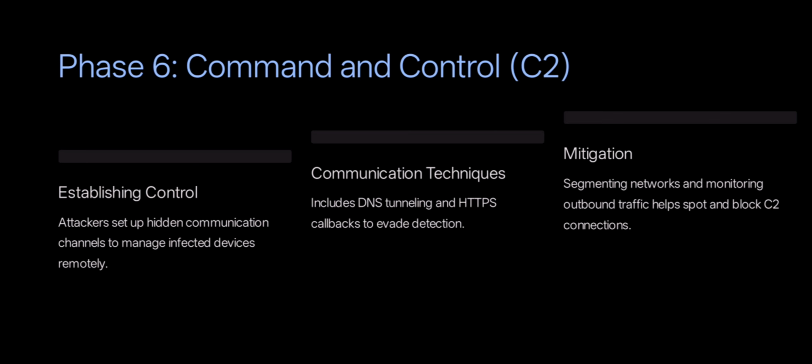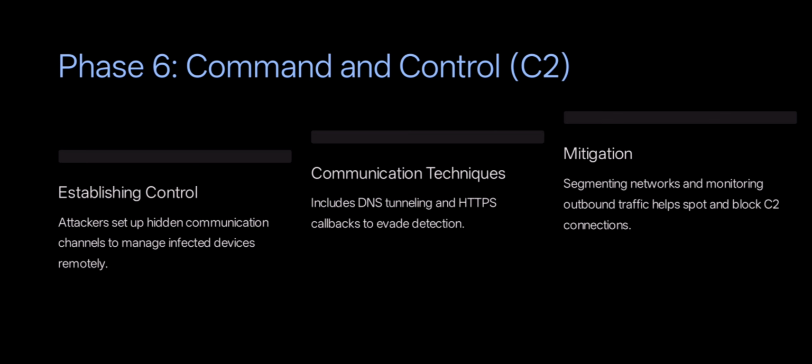Command and Control, C2, in the cyber kill chain. 1. Introduction. The cyber kill chain, developed by Lockheed Martin, outlines the stages of a cyber attack in a structured sequence. Its goal is to help organizations detect, prevent, and respond to attacks by understanding attacker behavior.